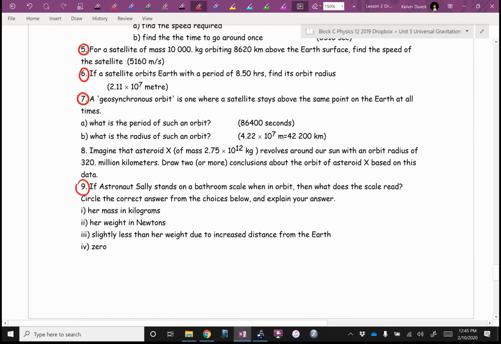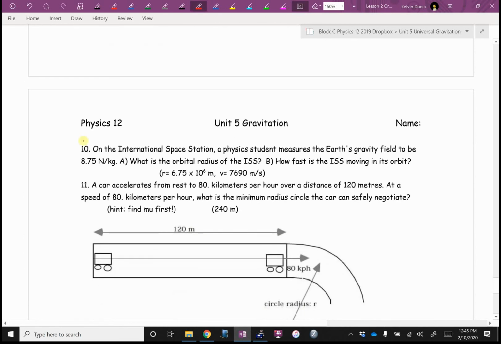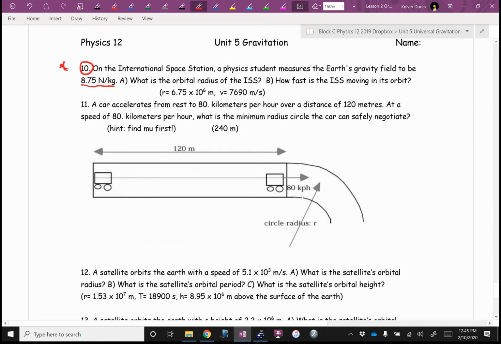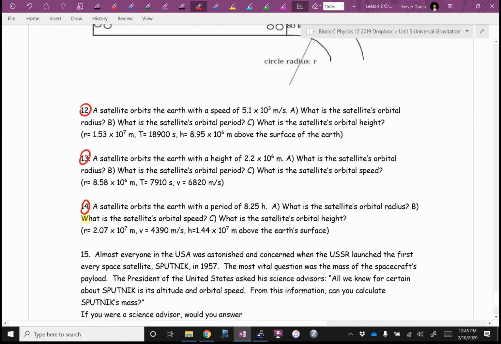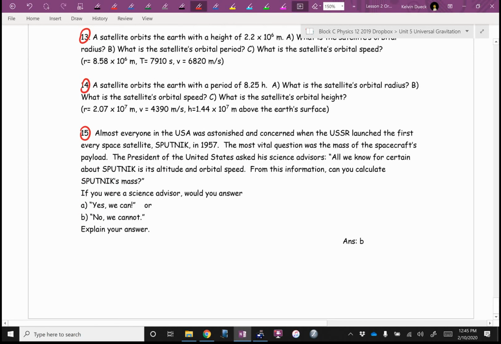Nine is good. Skip 8. 10 is good. 10 is challenging. Your hint is, I've told you the gravitational field strength. You can figure out how far you are from the center of the planet based on that. Not 9.8, but you can figure out what R is, and then you can figure out the speed. Skip 11. 12 is good. 13 is good. 14 is good. 15 is good.